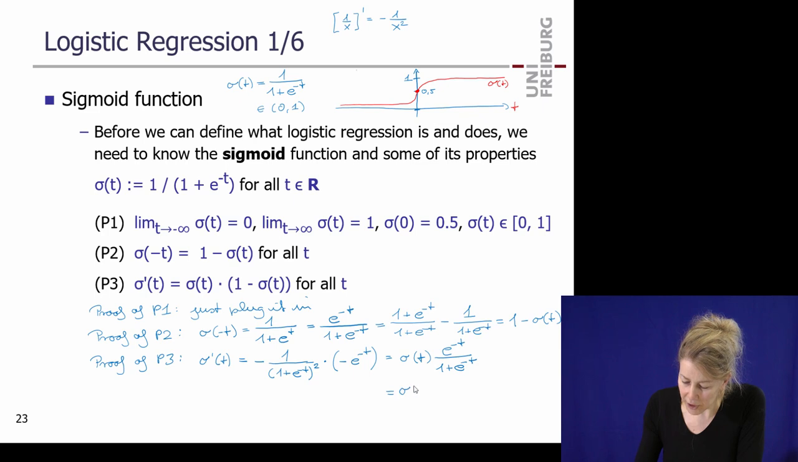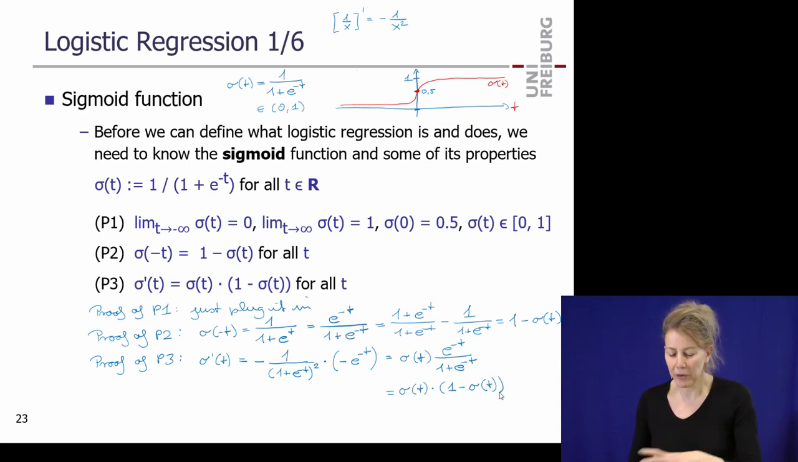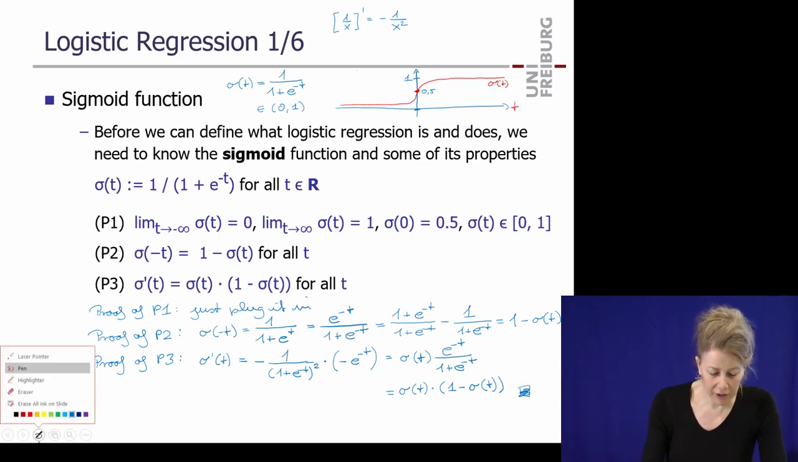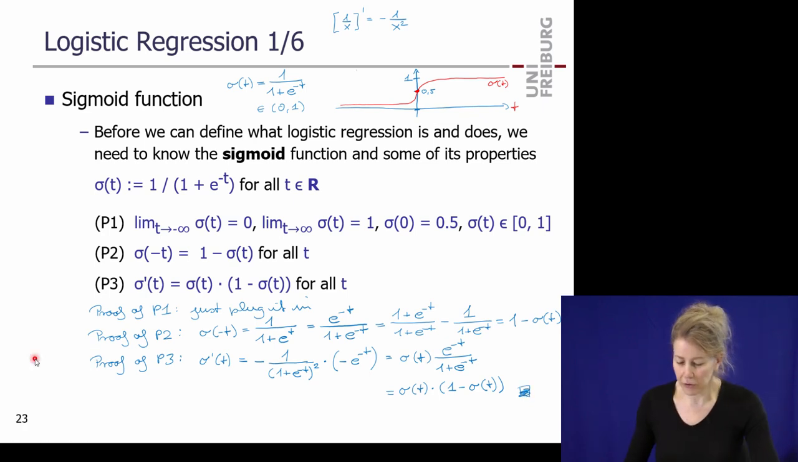Sigma over t times 1 minus sigma over t. This is certainly something you should do for yourself and see if you can prove it. It's not too hard. Here I was just using what I already had. This here and this here is the same thing, and I already proved that it's 1 minus sigma over t.